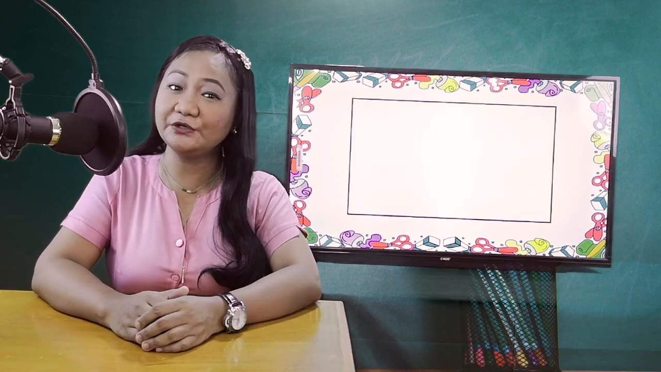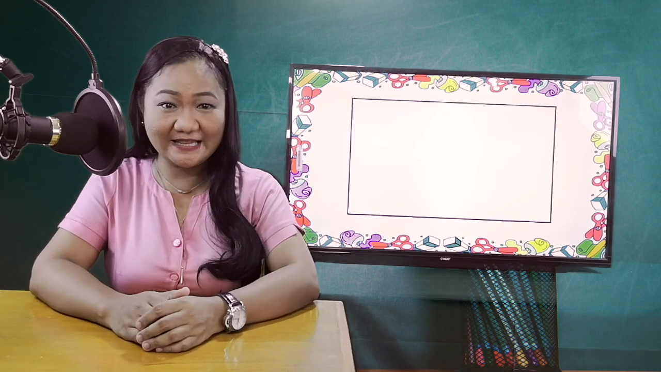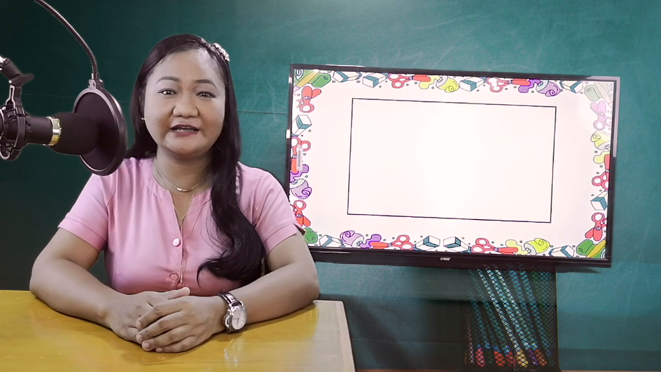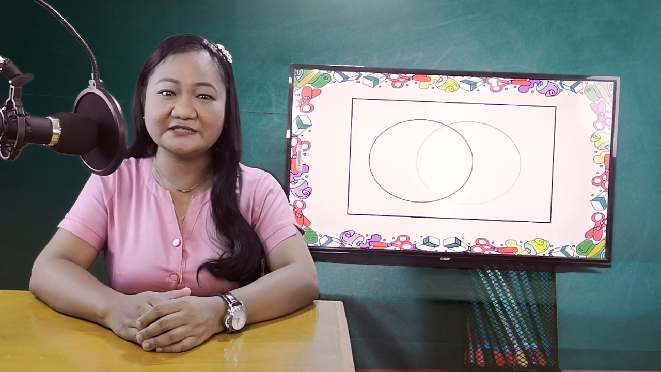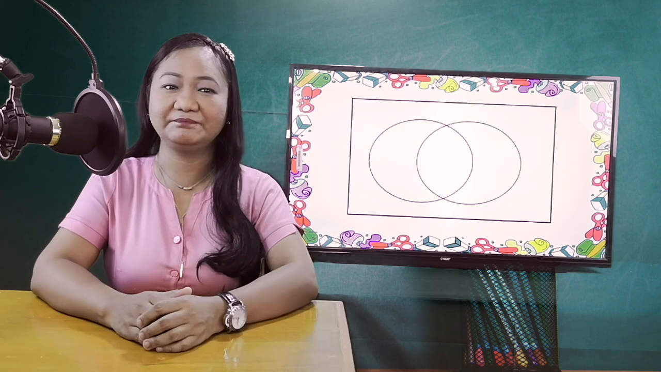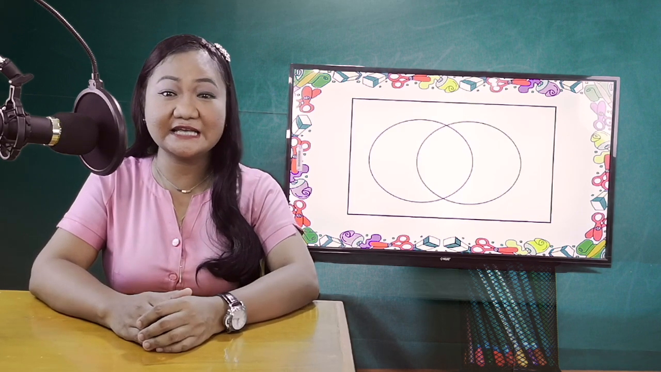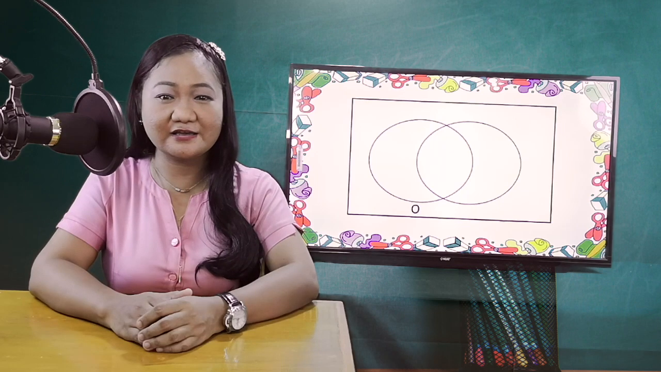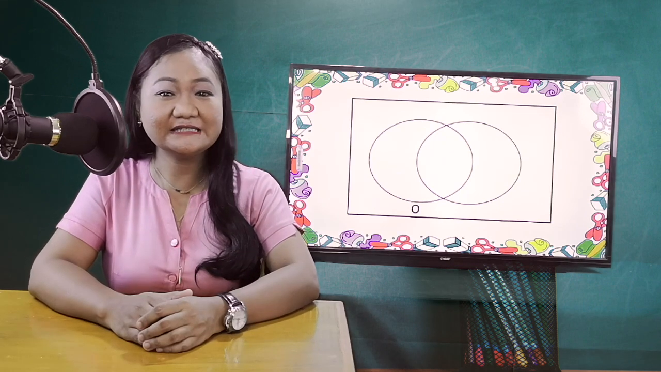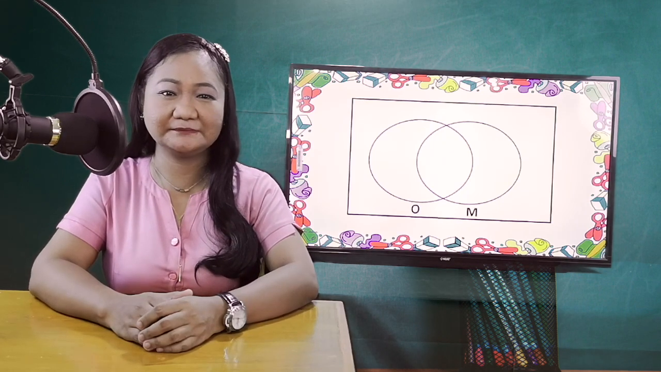I want you to participate with me in this activity, okay? First, draw a rectangle in your notebook. Then, using a coin or any circular object, draw 2 overlapping circles inside your rectangle. Name the first circle set O for online learning and the second circle set M for modular learning.